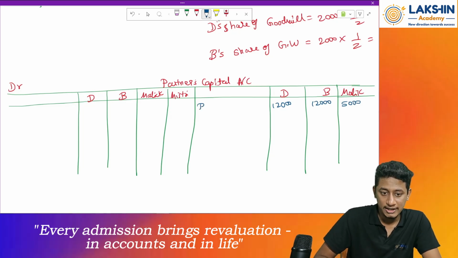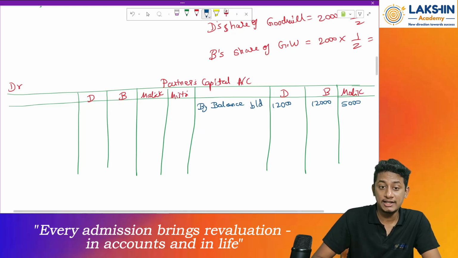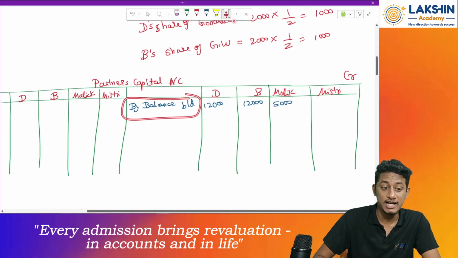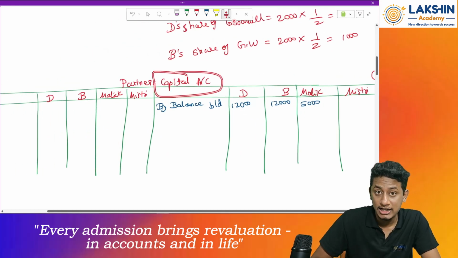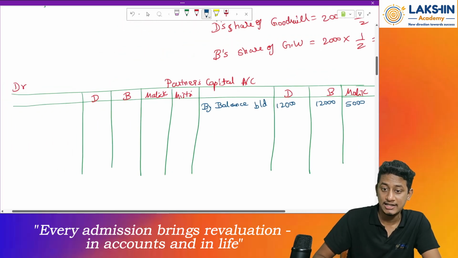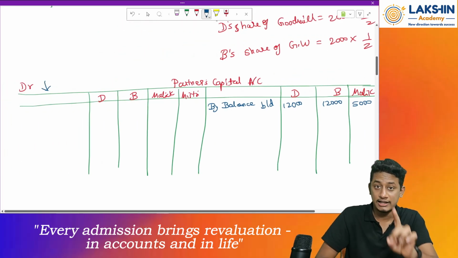What is the entry? By balance brought down. Why am I taking the credit balance over here? Because we are in the partner's capital account and we know that capital accounts always have a credit balance. Any entry you pass on the credit side will increase the balance. Any entry you pass on the debit side will decrease the balance.